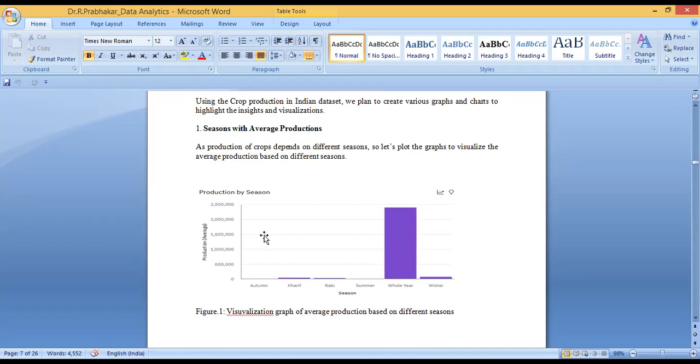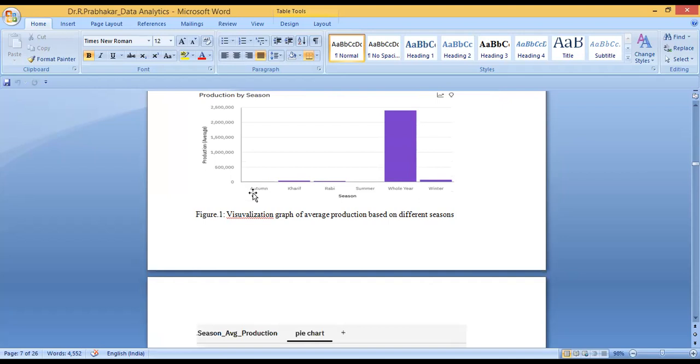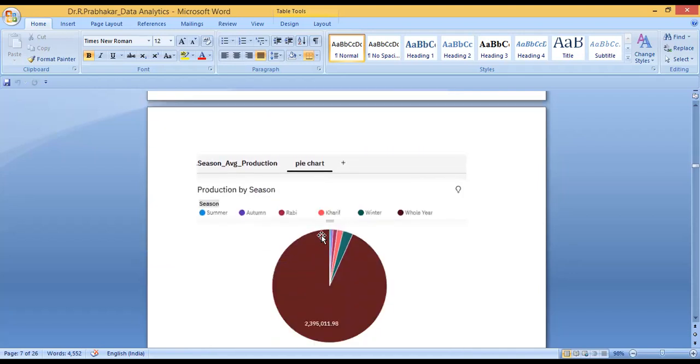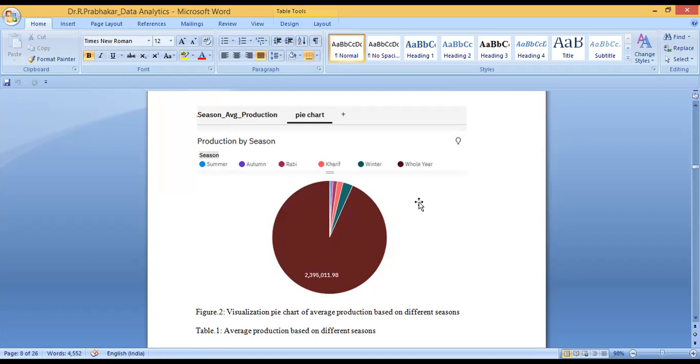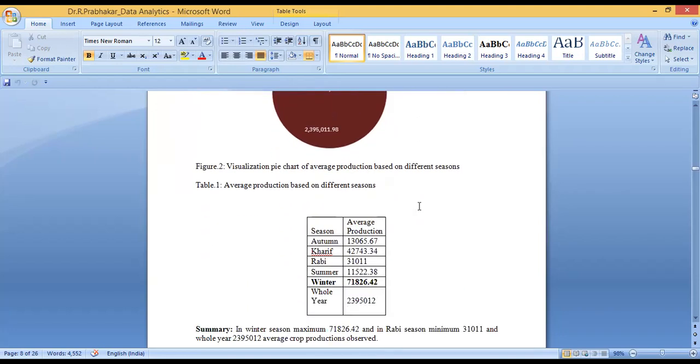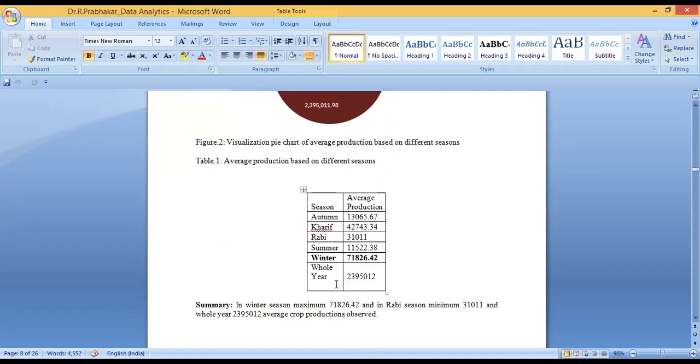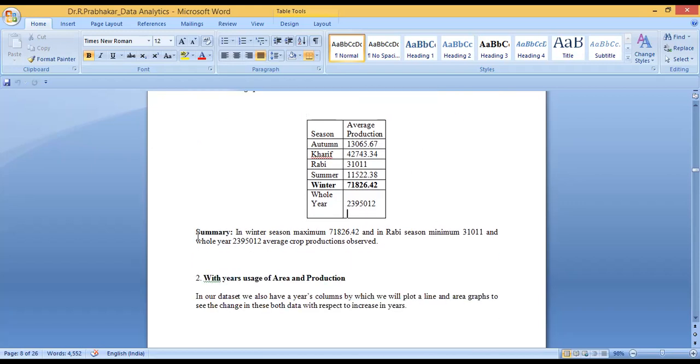The first objective is seasons with the average production. Production of the crops depends upon the different seasons, so we have to visualize the production with respect to the different seasons. For that, I considered seasons and average production in the dashboard, and the column graph is observed here. Similarly, observe the pie chart of production by season. In the winter season, we observe the total average value 71826.42 is the maximum value. So in summary, in the winter season the maximum value is given, and in the Rabi season the minimum value is observed.